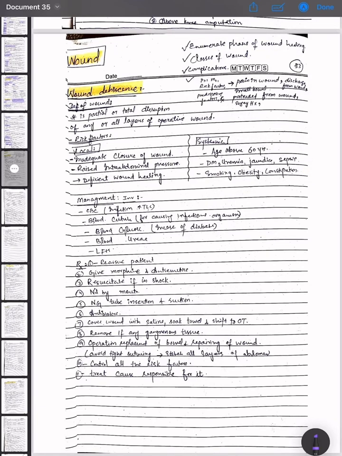Started the preparation for our general surgery subject. We have already discussed some topics. Today we will study wound.